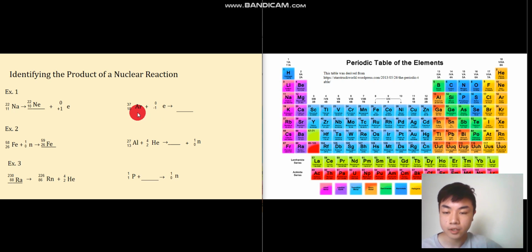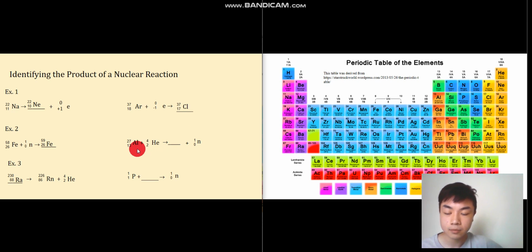Next, we have argon with an electron capture. And so we have 18 minus 1, which is going to be 17. 17 on the periodic table is going to be chlorine. Then we have 37 plus 0, which is going to be 37. And so it's going to be 37 over 17 for chlorine.